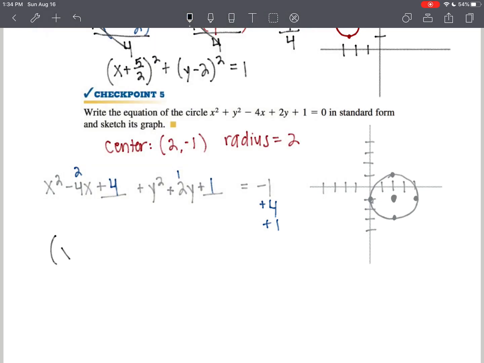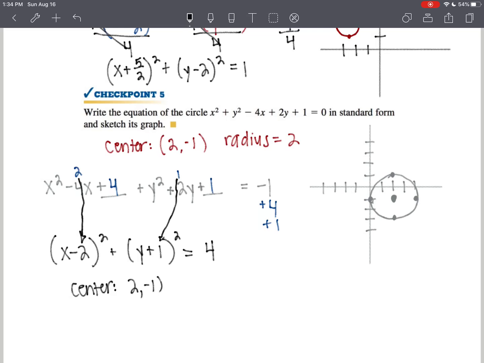So we get x minus 2 quantity squared. This 2 falls right in there. Plus y plus 1 quantity squared. This 1 falls right in there. Equals -1 plus 4 plus 1, which is 4. Don't need to divide by anything because there's no coefficient in front of those parentheses. So the center is 2, -1. Got it? And the radius is equal to the square root of 4, which is 2.